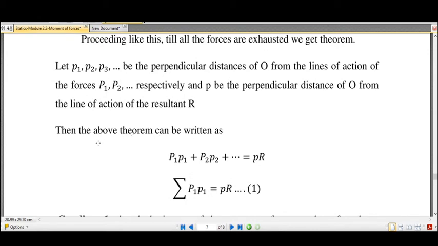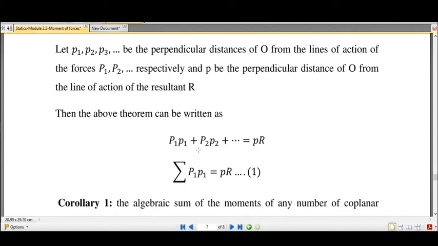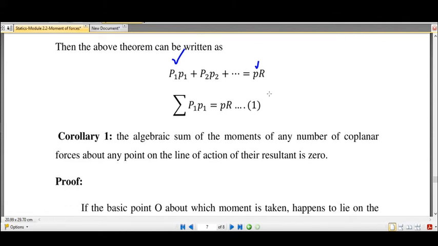So we apply the above theorem, the variance theorem, and we get that B1 into small b1, where small b1 is the perpendicular distance from the fixed point O to the first force B1, plus B2 small b2, and so on, is equal to B into capital R. Here capital R is the resultant of all the forces, and small b is the perpendicular distance from the fixed point to the line of action of the resultant. Therefore, we get equation number 1.